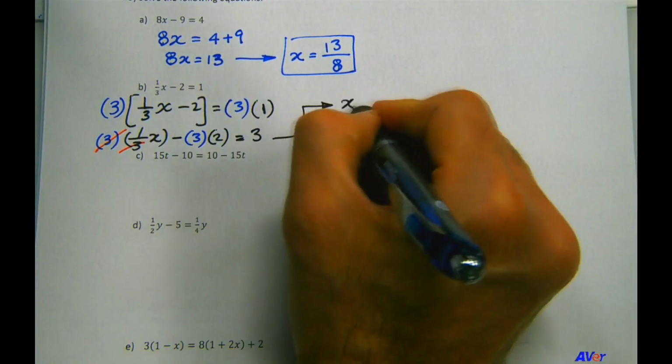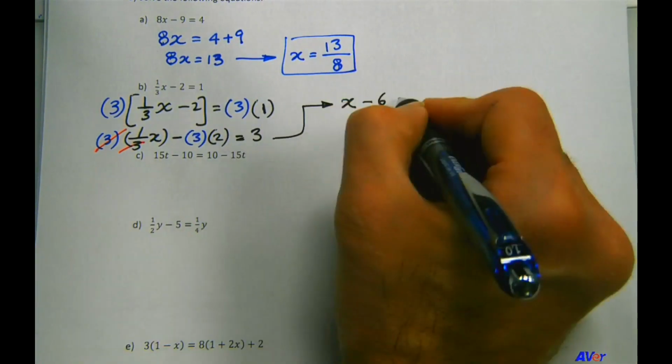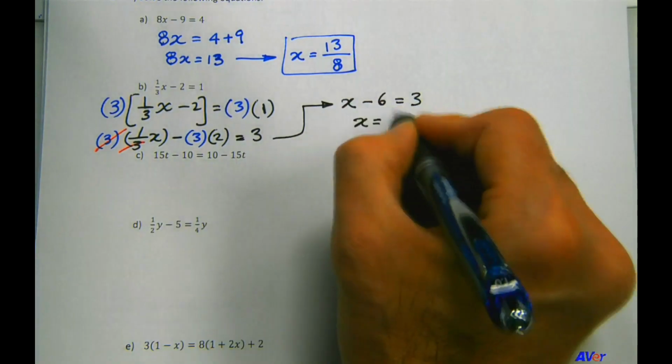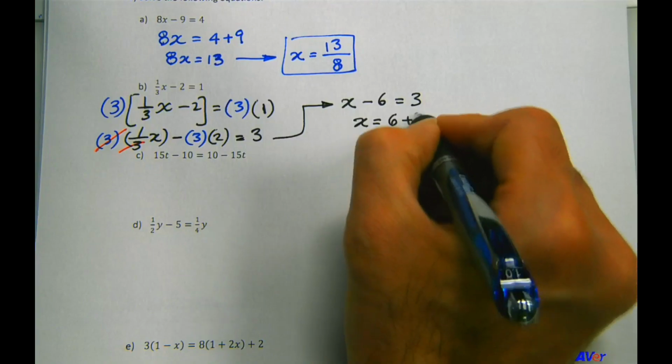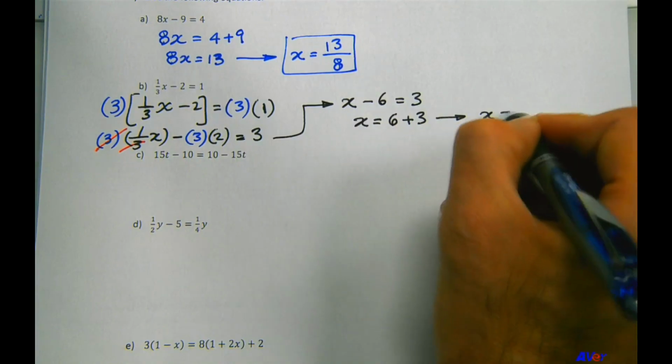We get x minus 6 equals 3 on the other side. So x equals, send the negative 6 to the other side, it becomes positive 6, gets added to 3, and we have x equals 9.